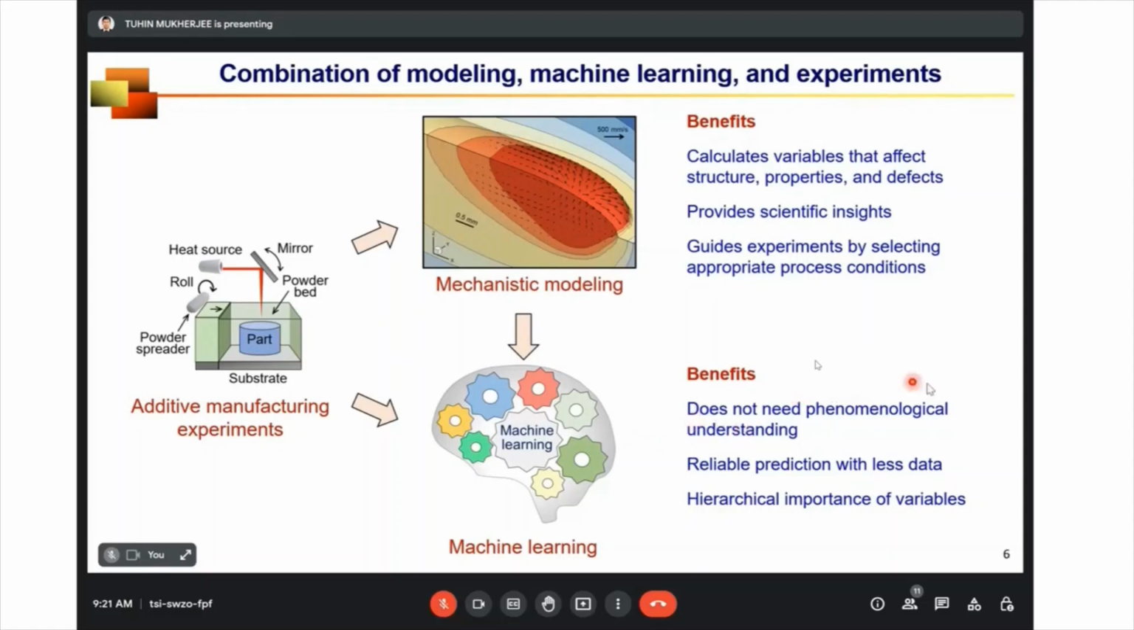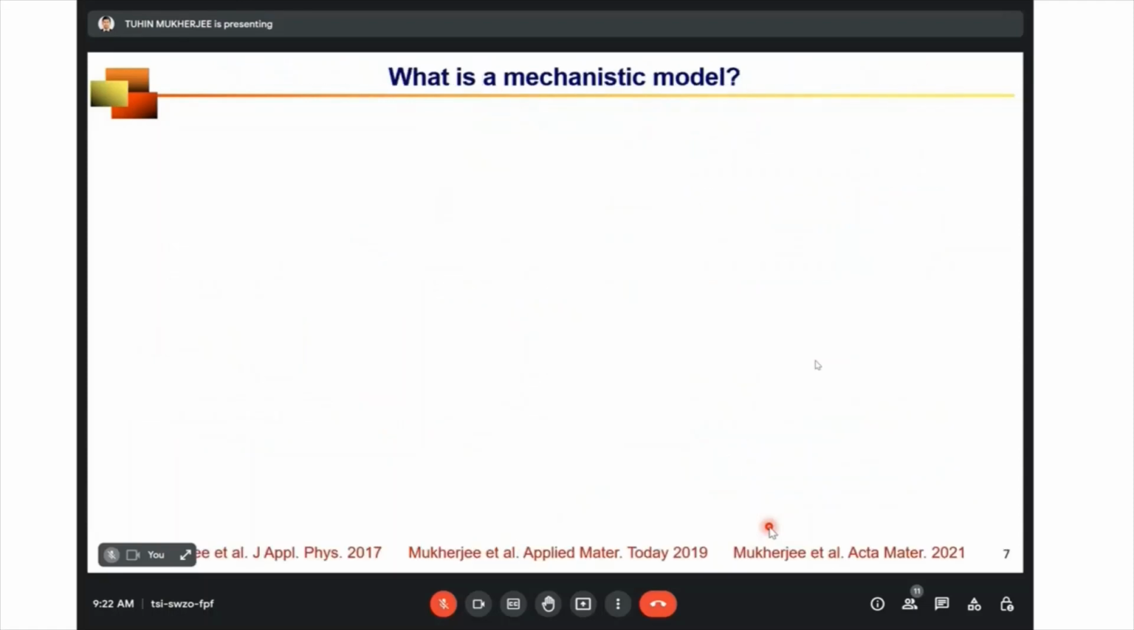Benefits: it does not need an in-depth phenomenological understanding, and it can make reliable predictions, sometimes even with a smaller amount of data. But the most important benefit is that it can provide the hierarchical importance of variables. So we engineers can know which variables we need to adjust to achieve the desired product attributes. Before I give you several examples of how to control structure, properties, and defects, let me briefly introduce what I mean by a mechanistic model.